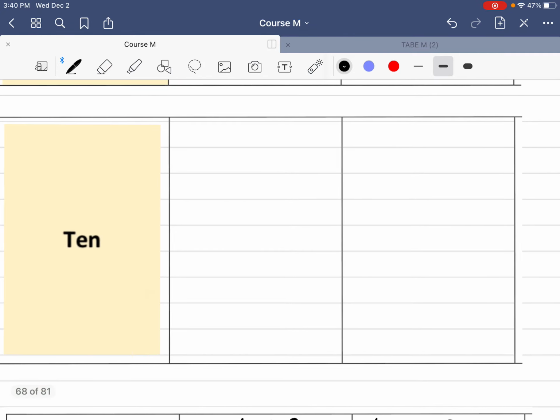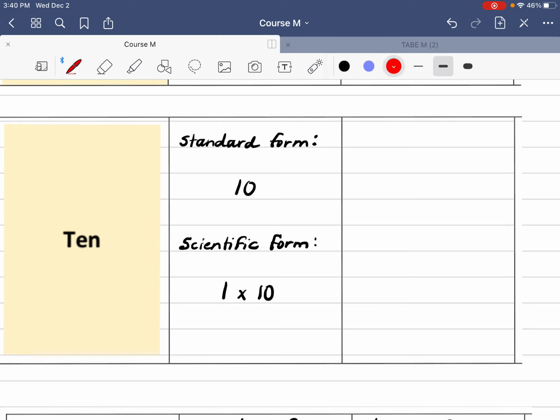10. I know you know how to write this one in standard form. But do you know how to write it in scientific form? There's standard. Here is scientific. One times 10 to the first power. You only have 1 zero, so it's the first power.